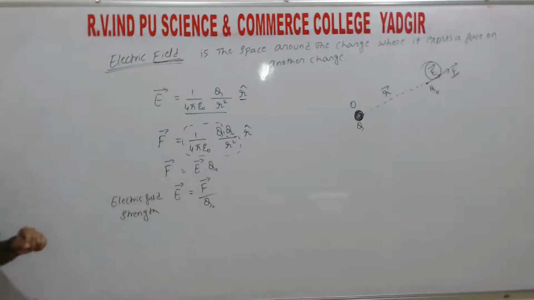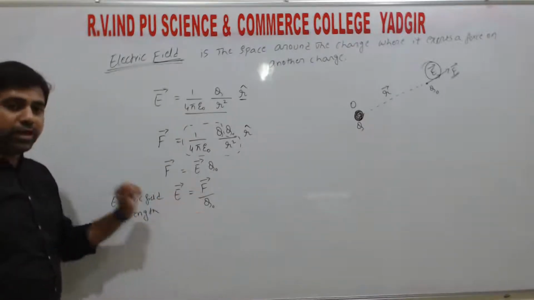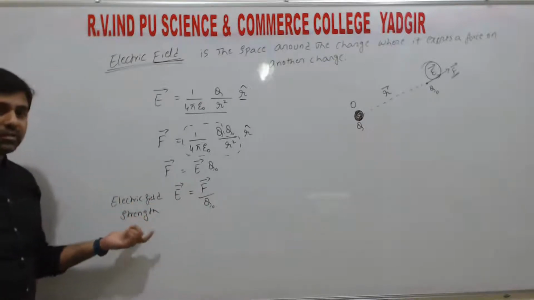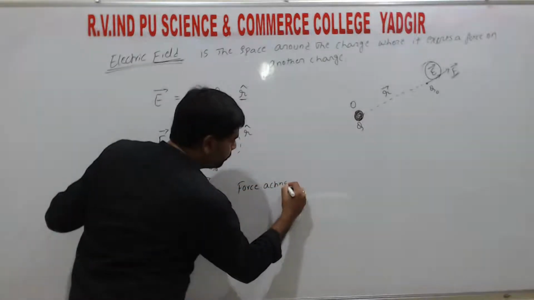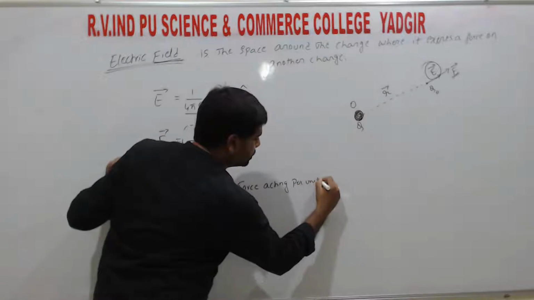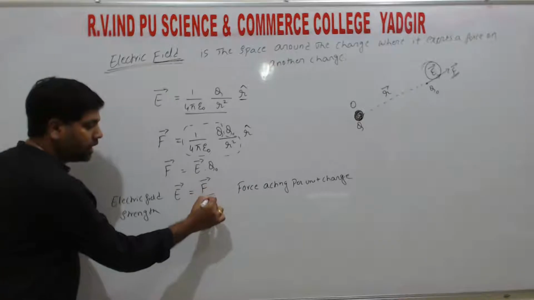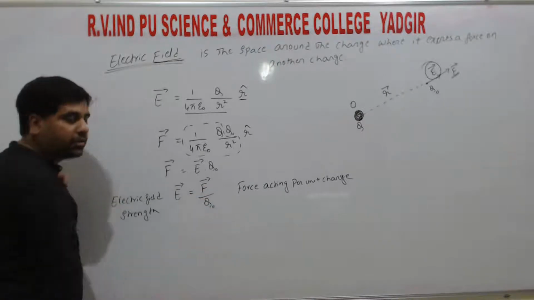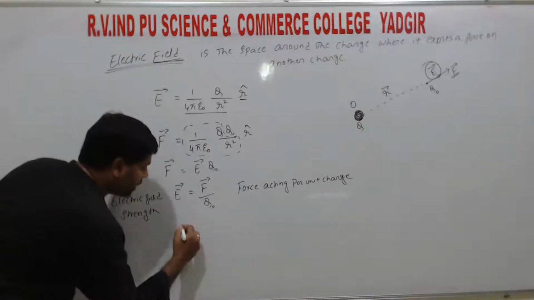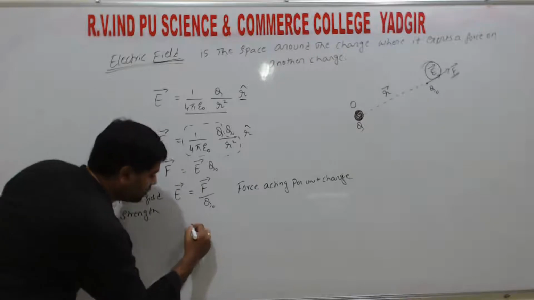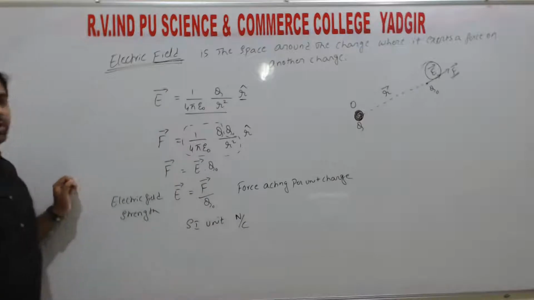So electric field strength E is equal to F divided by Q0. That means force acting per unit charge. So how do we define electric field strength? Electric field strength is defined as force acting per unit charge, right? So here is force divided by the charge Q0. That we call electric field strength. The SI unit of electric field strength, that is E, is Newton per Coulomb, right?